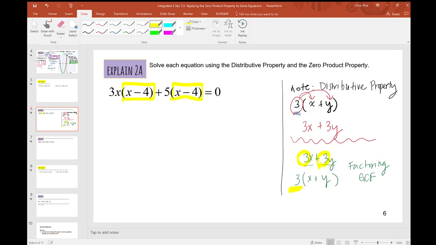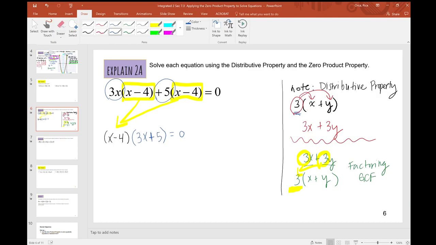That's the greatest common factor. Let's go ahead and pull that aside, just like how we pulled aside the 3. So I'm going to write x minus 4 times, well, what am I left with? I'm left with the 3x plus 5 equals 0.